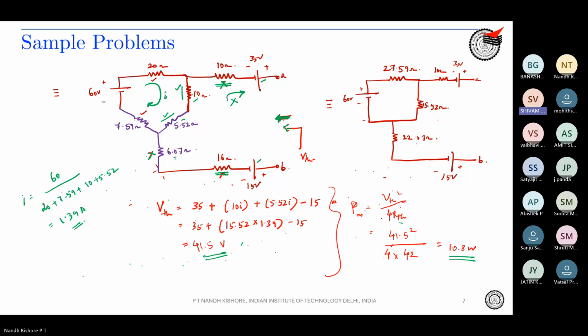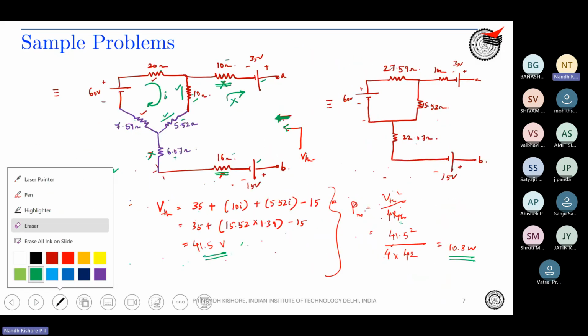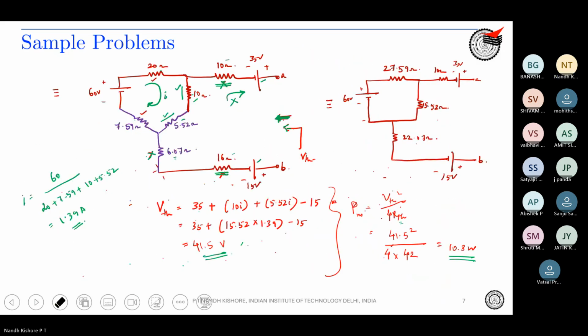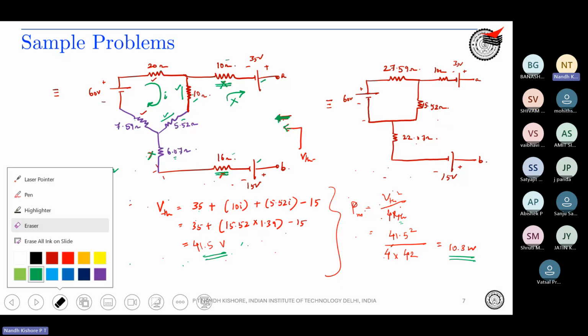Okay, so I hope you understood this problem. There is no drop across the 10 ohm resistor because AB terminals are open. Okay, please understand this. So I hope this question is also clear.